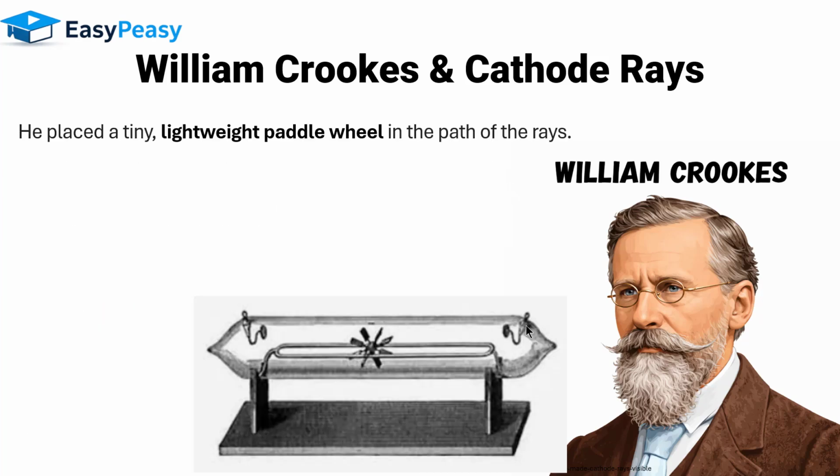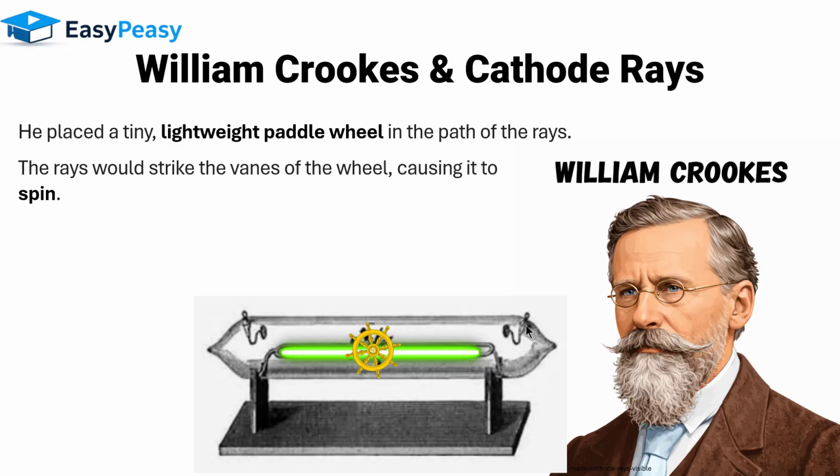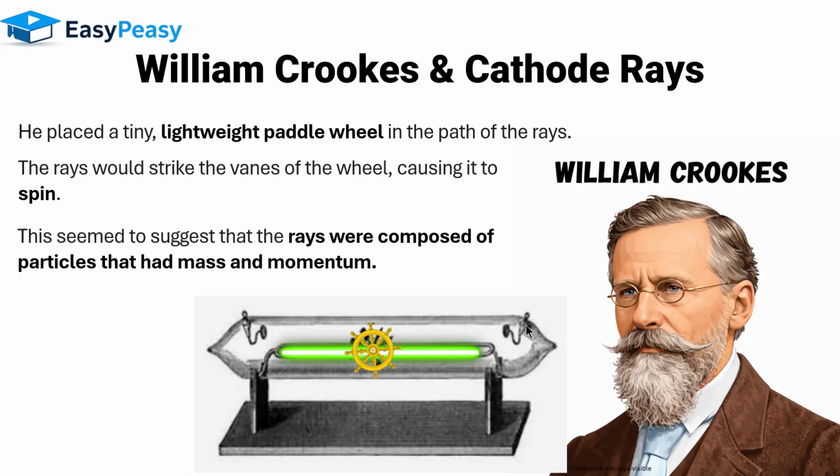Then he put a tiny lightweight paddle wheel in the path of the rays. So when the beam moves from the cathode to the anode, it strikes that wheel and causes it to spin. By this experiment, William Crookes says that this seems to suggest that the rays were composed of particles that had mass and momentum. And then Crookes says that they are cathode rays.